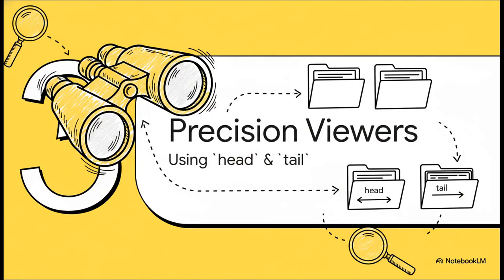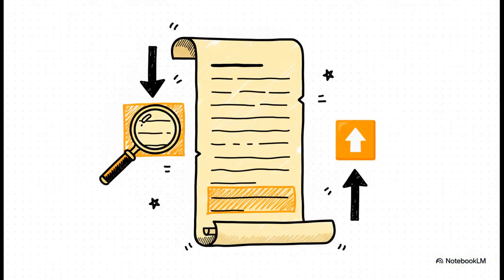Okay, let's move on to our next set of tools. Sometimes you don't actually need to read the whole file, right? You just want to see the very beginning or maybe the very end. For that, we've got head and tail, which act like a pair of precision binoculars. These 2 commands are pretty much perfect mirror images of each other. By default, head will give you the first 10 lines of a file. And tail, you guessed it, it gives you the last 10 lines.